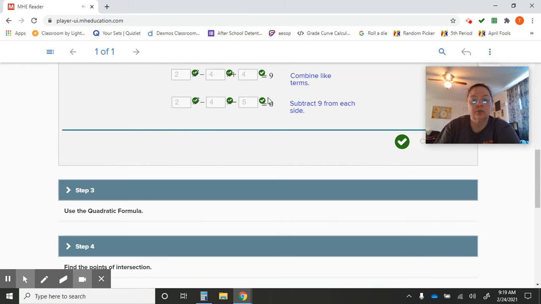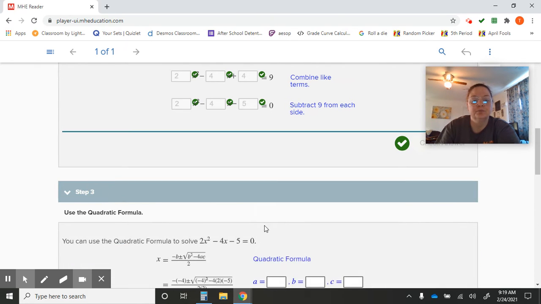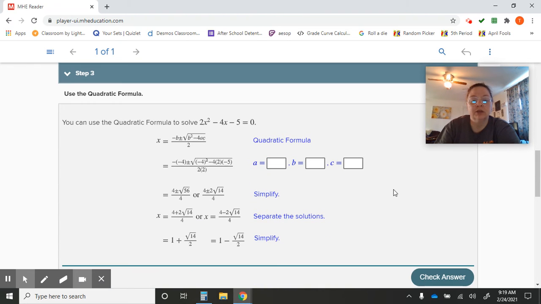Next, we're going to use the quadratic formula to solve 2x squared minus 4x minus 5 equals 0. Now remember, with the quadratic formula, x is equal to negative b plus or minus the square root of b squared minus 4ac all over 2a. So we're going to take our a, which is a 2, our b, which is negative 4, and our c, which is negative 5, and we're going to plug it into the letters in the equation. So we get x is equal to negative 4 plus or minus the square root of negative 4 squared minus 4 times 2 times negative 5 all over 2 times 2.